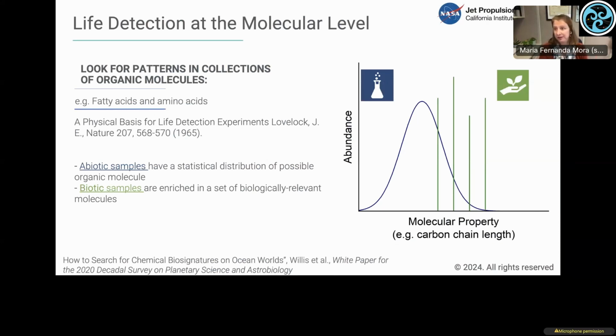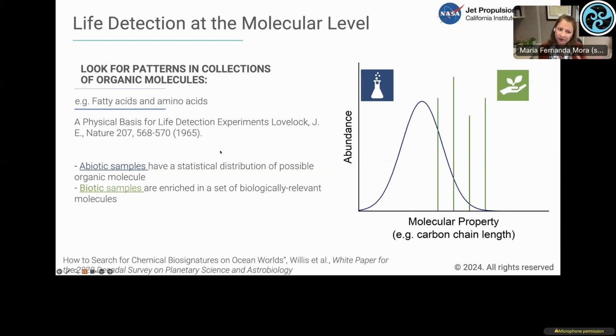But when you have an abiotic sample, you have statistical distributions of organic molecules, for example. So if you look at the abundance of a certain molecule versus a property of that molecule, in an abiotic sample, you don't see a preference for certain molecules. In a biotic sample, you will get spikes. It's almost like a fingerprint of what life needs.